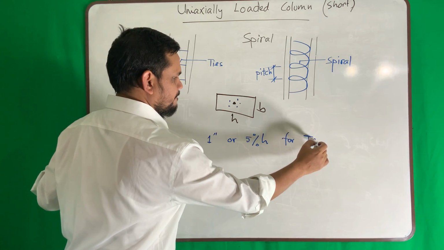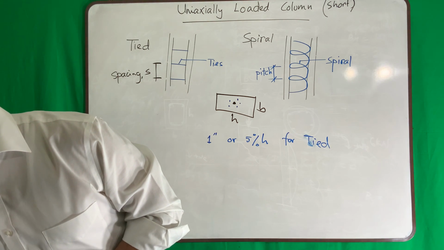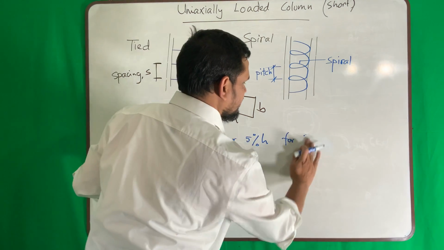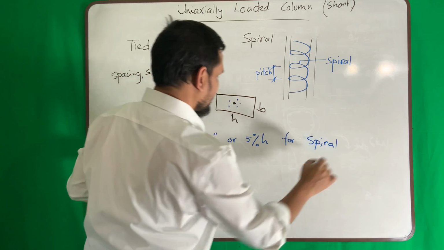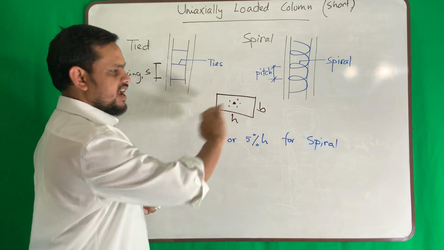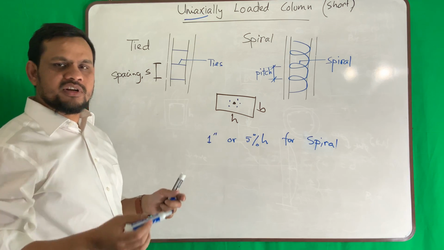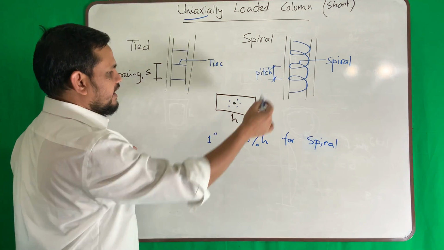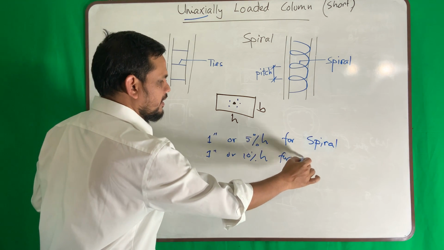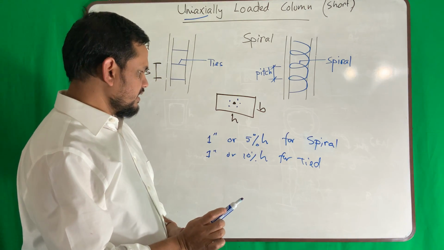tied column. Let me check one more time. Is it for tied or for spiral? No, it is for spiral. So for spiral column, if my load acts 1 inch away or 5% of H away from center, it is still okay. We can consider it uniaxially loaded, or whatever we learn is okay. For tied column, it is 1 inch or 10% of my H.